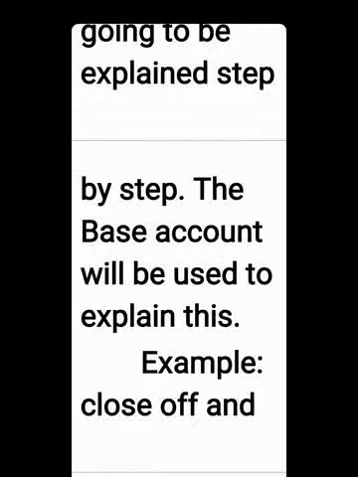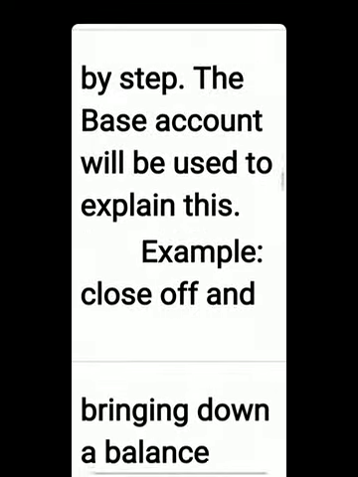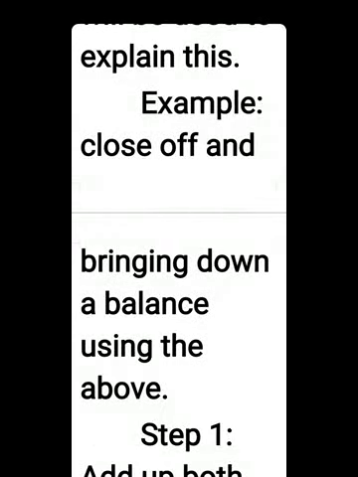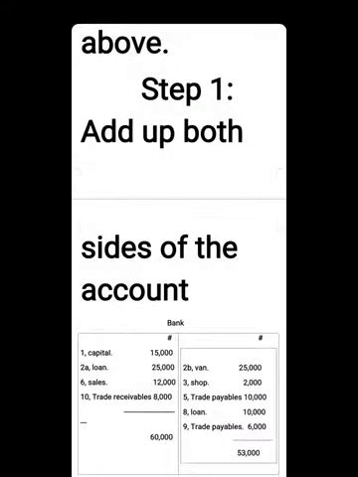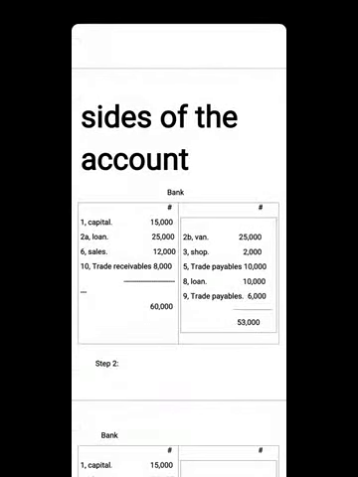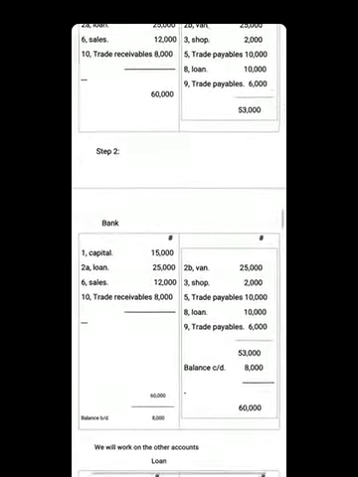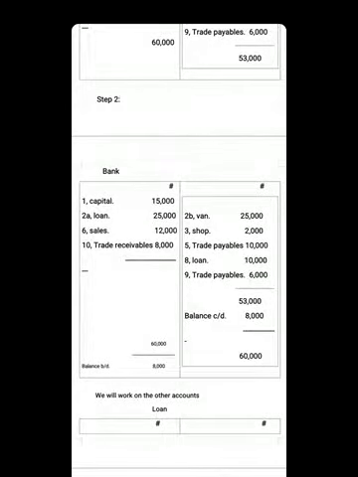Now, the example is you close off and bring down a balance using the above. Step 1, we add both sides of the account. You can see when you add bank, the debit side will give us what? 60,000 naira, and the credit side will give us what? 53,000 naira.